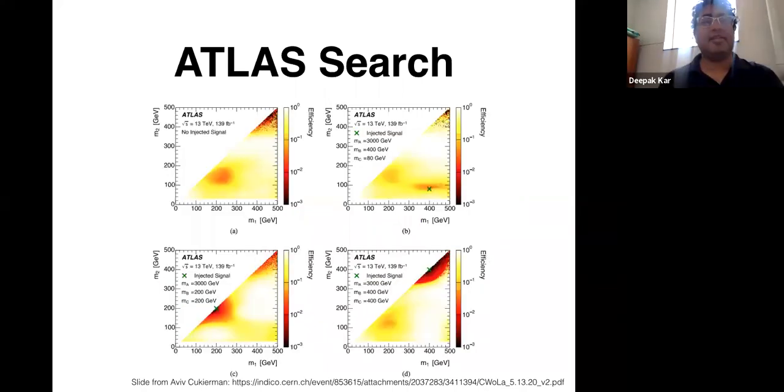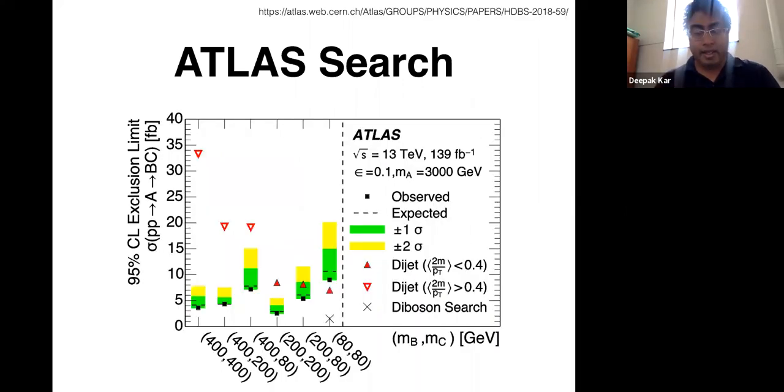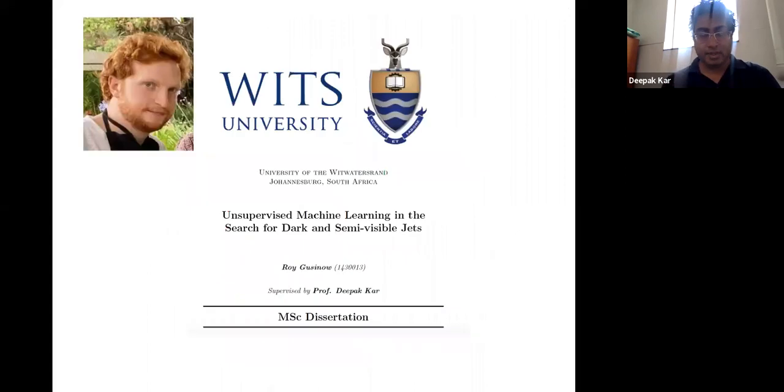And yeah, so then they injected signals. What that essentially means is they put in some simulated signals and try to see if the algorithm catches them. Turns out it did. You can see this 2D correlation plot. So they looked at the correlation between the masses of two jets. So that's good. And then they set better limits on this process compared to other searches.